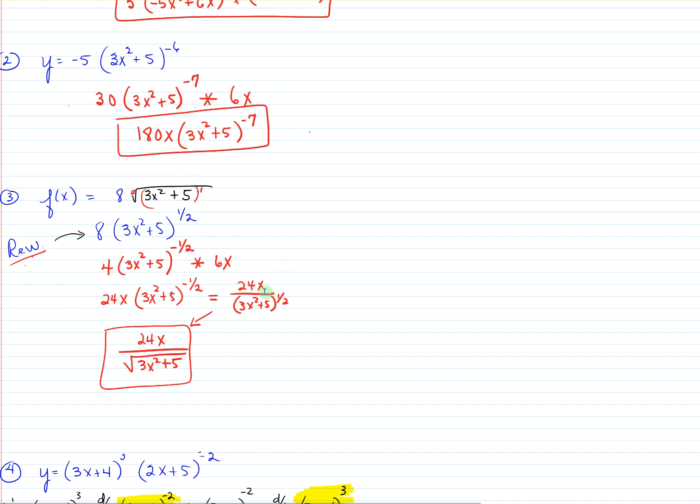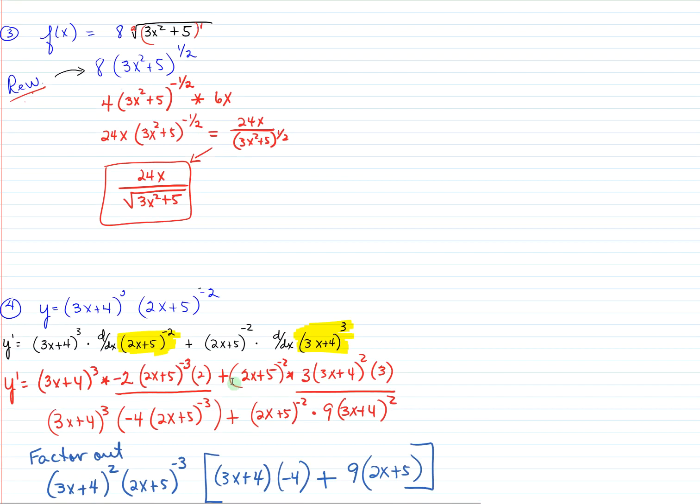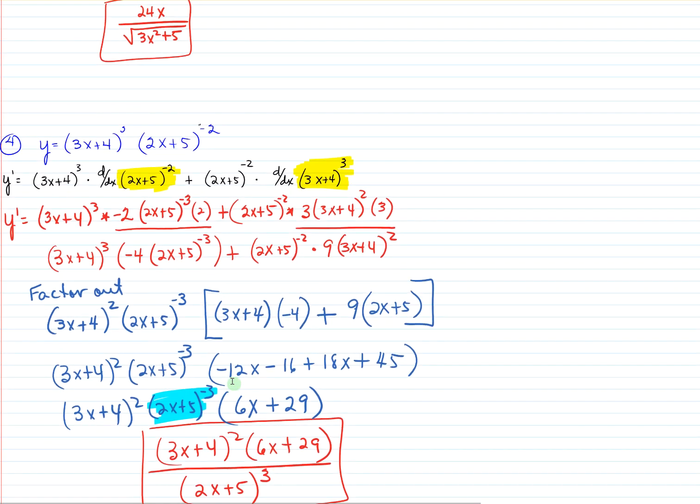That's the same as 24x over 3x squared plus 5 to the positive 1/2. Since the original right here was in radical form, I put it back in radical form. That's most often what they want as far as their answers. So that thing went back in the radical just like it was there. So that's number 3. Number 4 looks a bit involved.